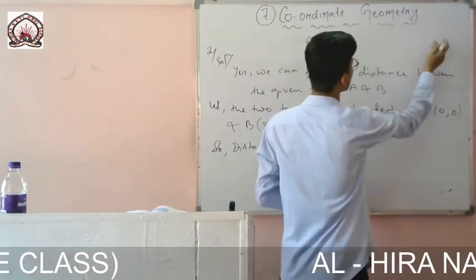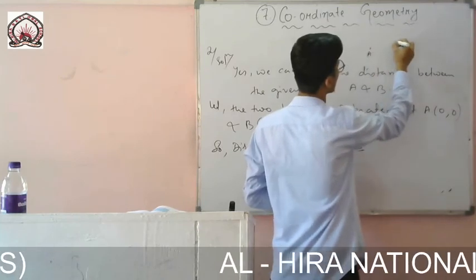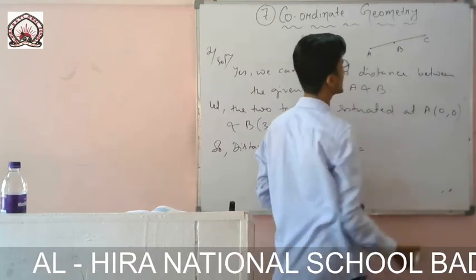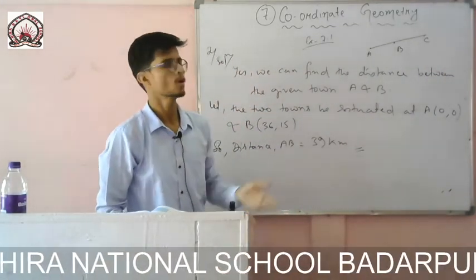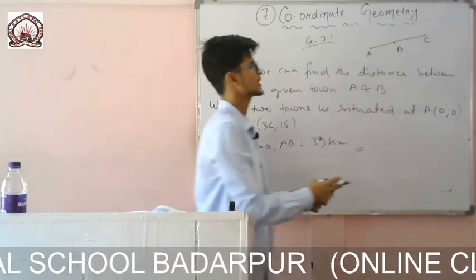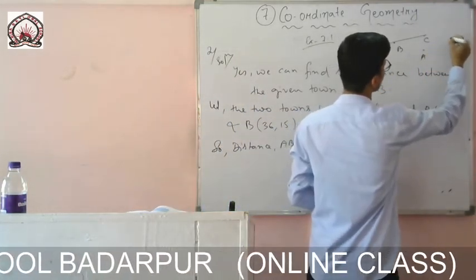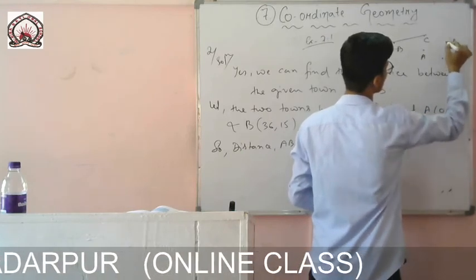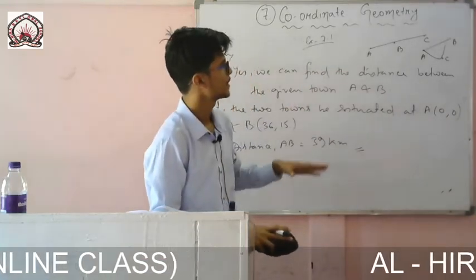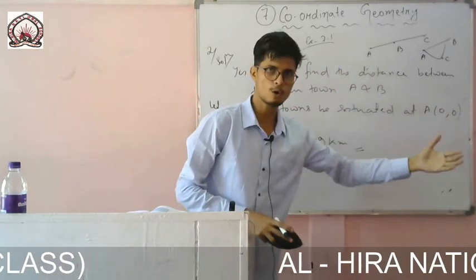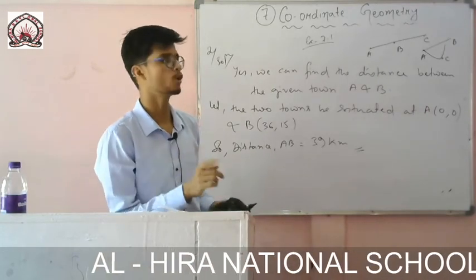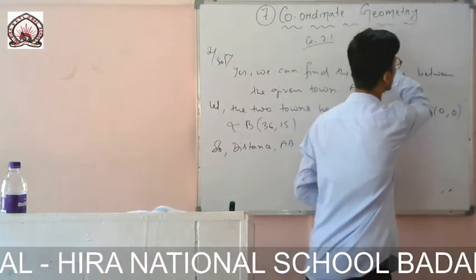Collinear means if 3 points, for example, one point I have given A, another point B, another point C, all 3 lie on the same line, then we can say that these 3 points are collinear. And if they don't lie on the same line, for example, one point A is here, another point B is here, another point C is here, then they are not collinear. So if 3 or more points lie on the same straight line, then they are said to be collinear. Okay.